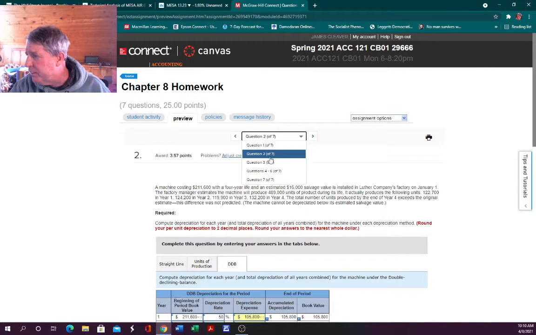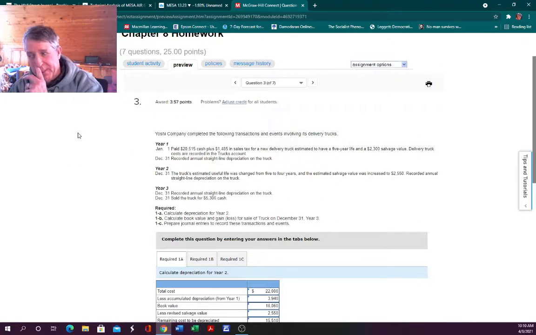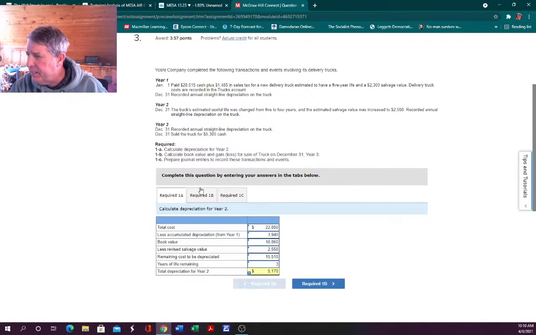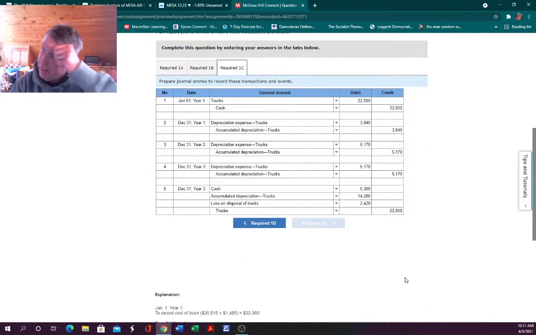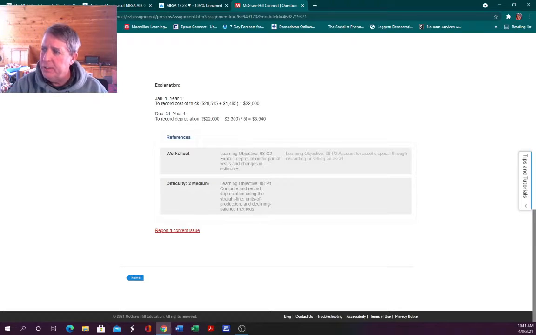I'm going to go through these other ones. Here's number 3. Here's Yoshi Company. And here are the 3 tabs for my numbers, and there's the general journal, how it would look under these circumstances, and the explanation, which is so simple. January 1 of year 1 is 22,000, and record depreciation at the end of the year. There it is. Okay.